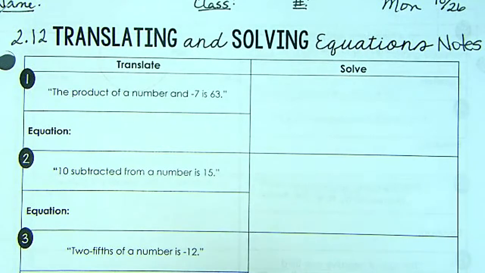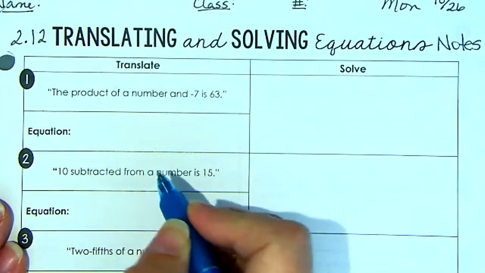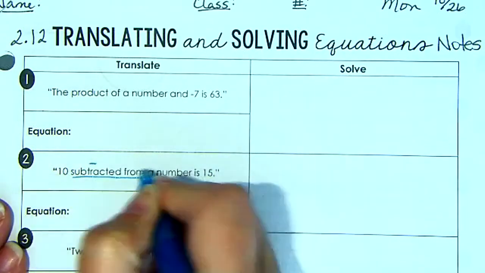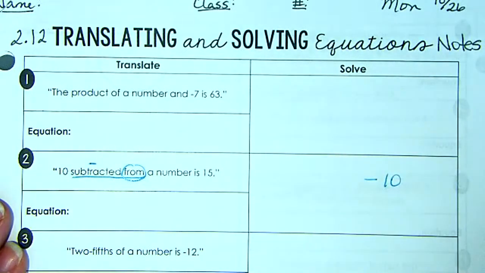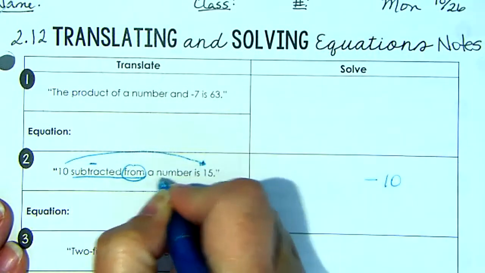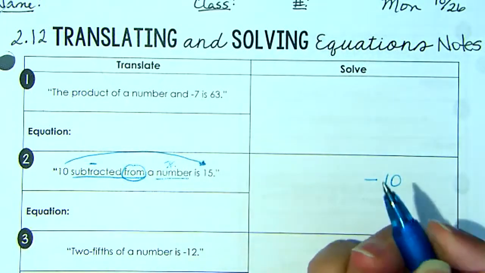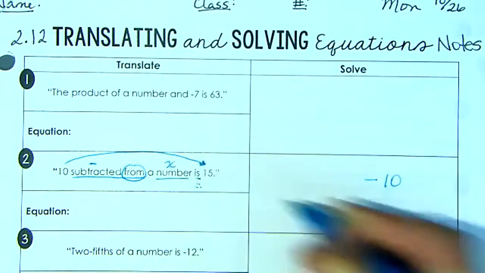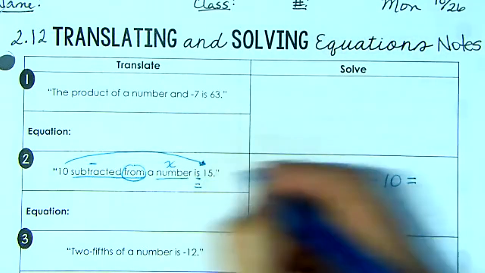Okay, so we're going to start. I'm just going to pick and choose some problems to do. So starting with number 2, because it's got some specific words in here that can throw you, it says 10 subtracted from. Subtracted means subtraction, but the word from tells me that I'm taking away 10 from something. So therefore, the 10 has to move to the back from a number. The number, I don't know, so that's going to be my X or my N. Doesn't matter which letter you choose. Then it says is. That means an equal sign. So it's going to have the N minus 10 equals 15.